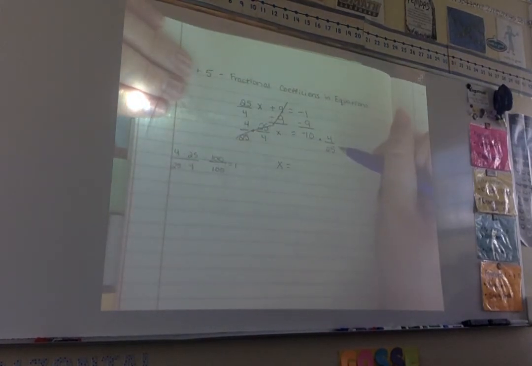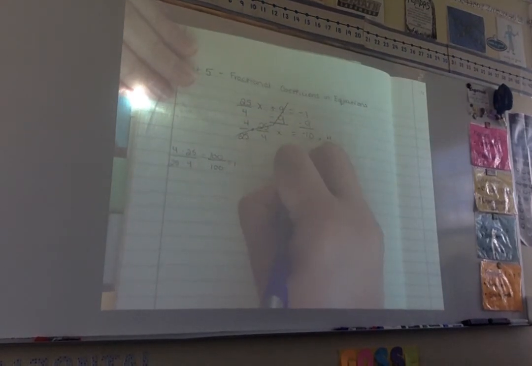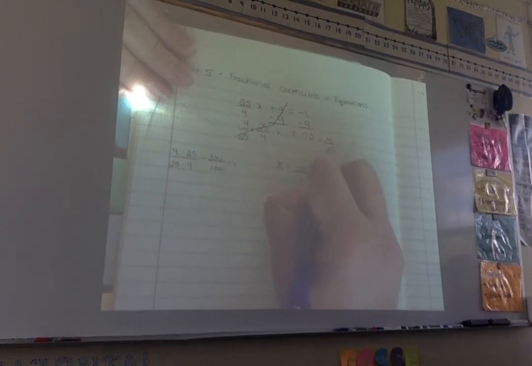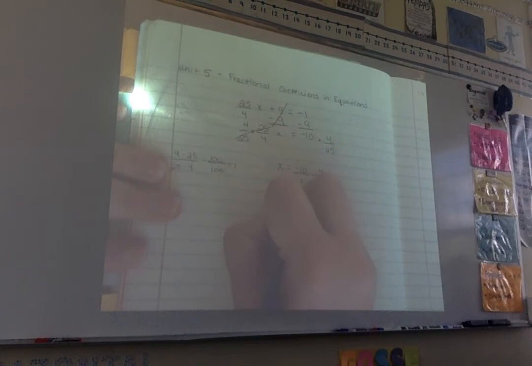Over here now, I have to multiply 4/25 by negative 10. How do I turn negative 10 into a fraction that equals negative 10? Christina? Put a 1 under it. Okay, so I have negative 10 over 1 times 4 over 25. So now this equals negative 40 over 25.